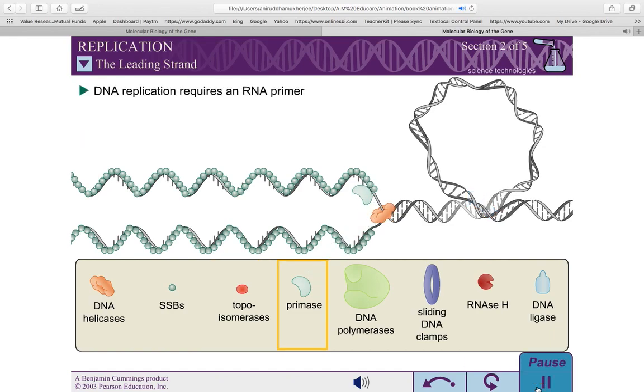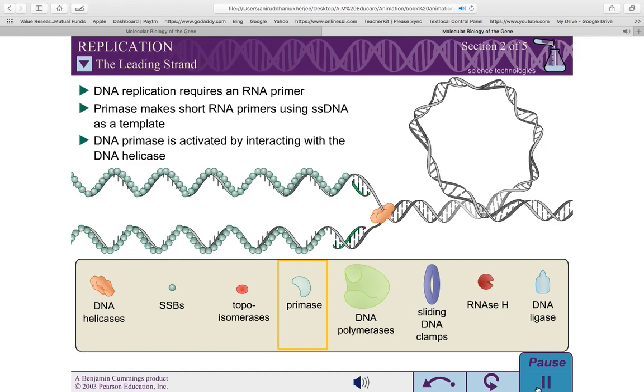DNA replication requires an RNA primer to begin. Primase is a specialized RNA polymerase, which makes short RNA primers using single-stranded DNA as a template. Primase is activated by association with other DNA replication proteins, such as DNA helicase.